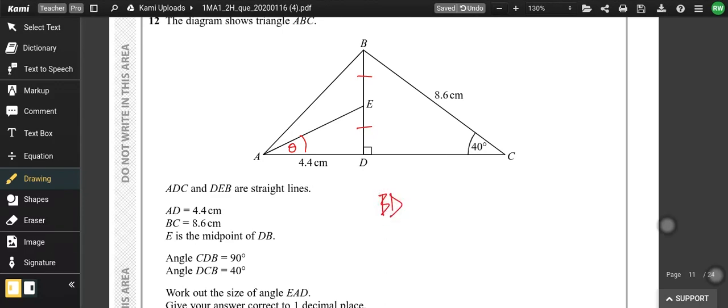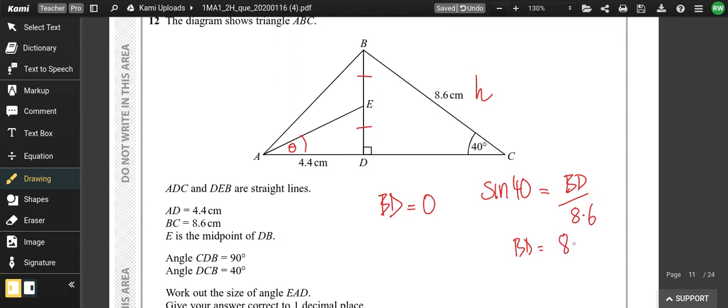So there's our angle, 40 degrees. So BD is the opposite, and we have the hypotenuse here. So we're going to use sine 40 is equal to the opposite, BD, over the hypotenuse. So BD equals 8.6 sine 40.